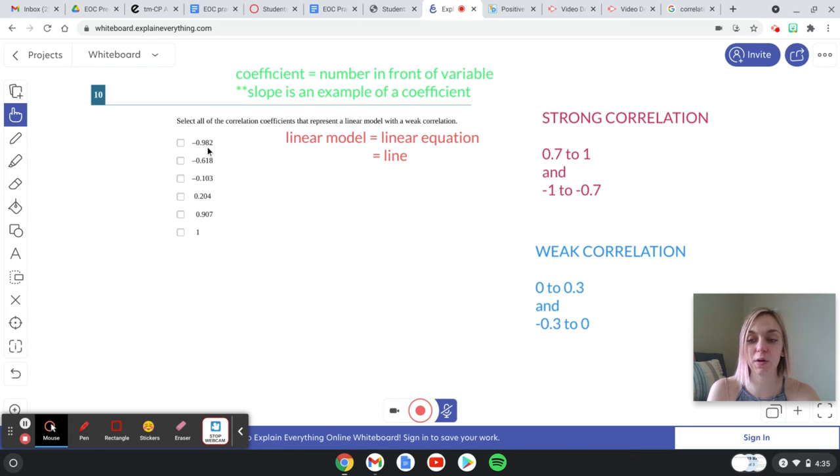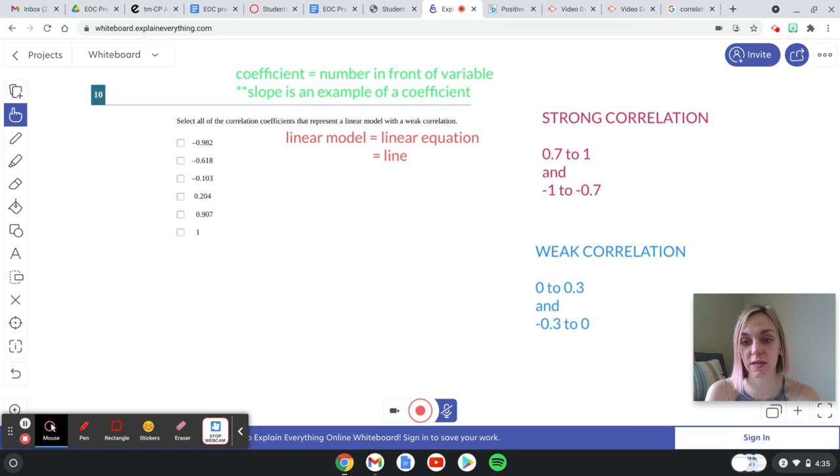So -9.82 is not in between either range. -0.618, it's not in between these numbers. -0.103, that is between these two numbers here. And so is 0.204. It's in between these numbers over here. So you would want to select these two boxes.